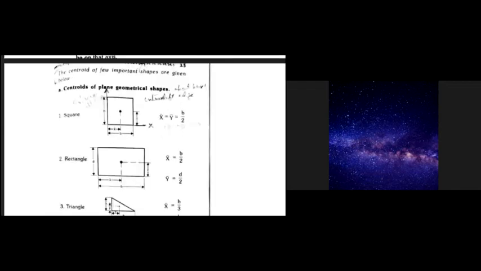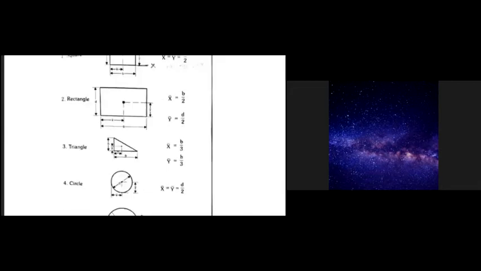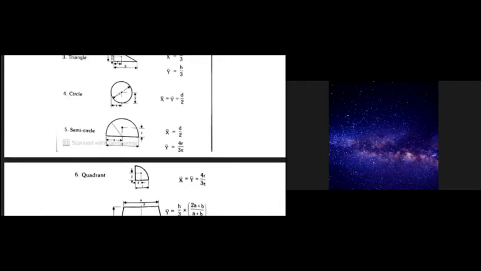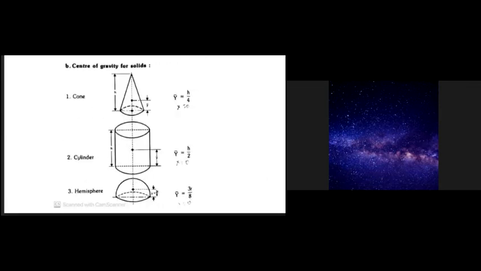Okay, for calculating the center of gravity, that is the centroid of the composite sections, all these centroids, the standard formulas for centroids, you have to remember: for square, rectangle, triangle, circle, semicircle, and quadrant. Next we will do some problems. That is, we'll find the centroids of the composite section.